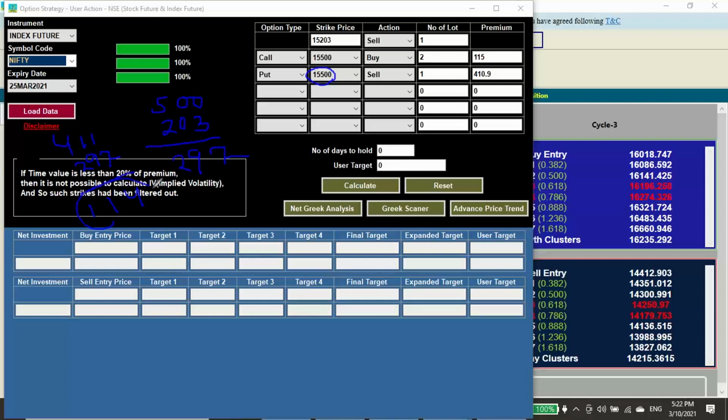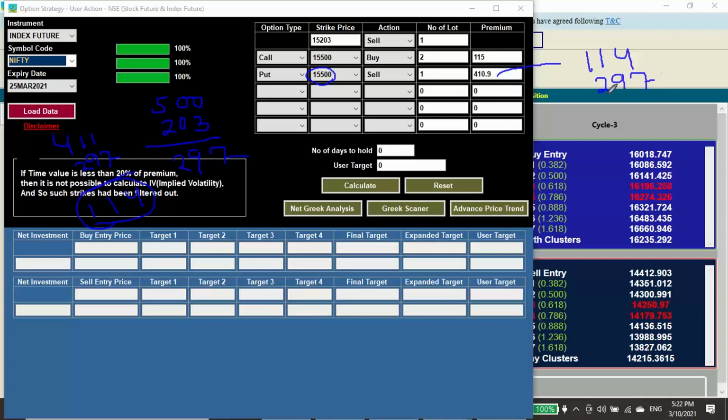So you can say that this particular put option of 15,500 has a time value of 114 rupees. It has an intrinsic value of 297 rupees.